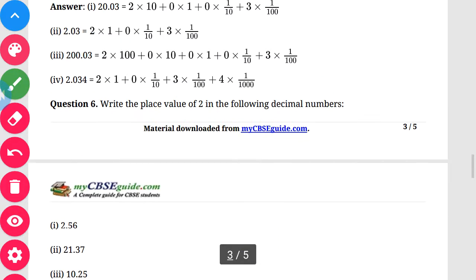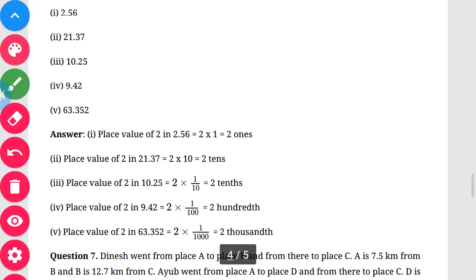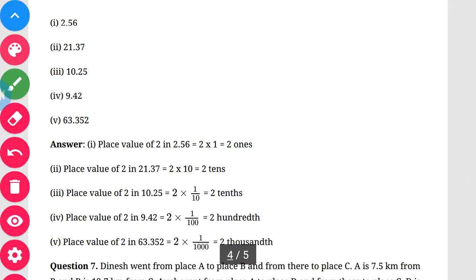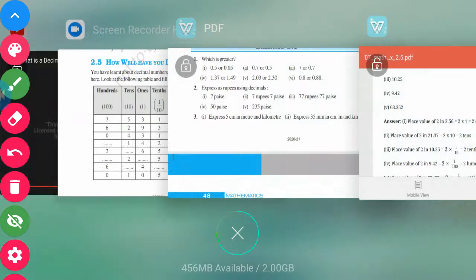We'll go with the next one then. Write the place value of 2 in the following decimal number. So you have to just find the place value. These are the decimal questions given. You have to find the place value of 2 here. See, if I want to find, let me go for the question first.